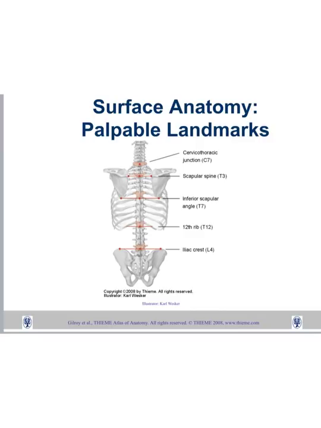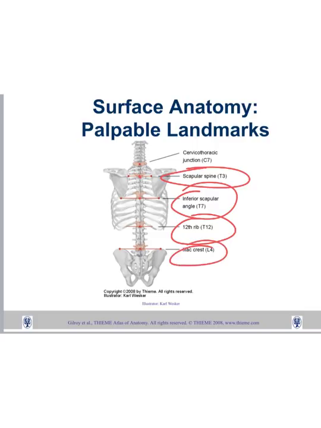Now, please take note there are certain surface anatomy palpable landmarks that can help us find which level of the spine we are at. And these are going to be clinically relevant for those of you going into practice. So at the level of the scapular spine, we are at the level of the T3 vertebra. At the inferior scapular angle, T7, the 12th rib, obviously T12, and the top of the iliac crest is the L4 vertebra. Now, these bony landmarks will help you in clinical practice, but will also help you as you become more confident with the anatomical regions.